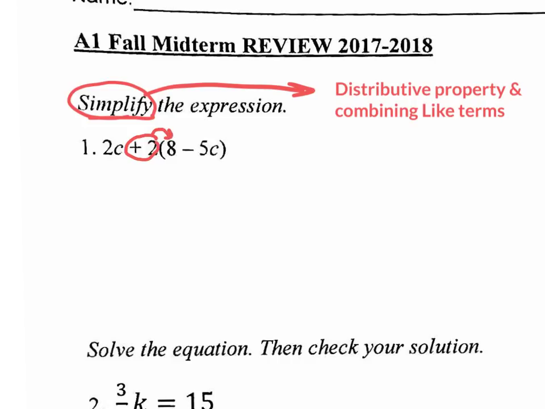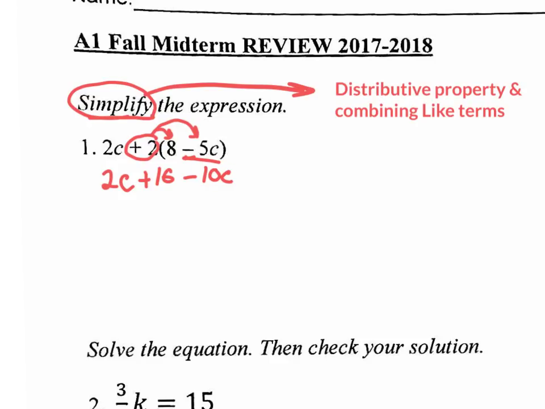Positive 2 times 8 is 16. Positive 2 times negative, right? This is a minus. Positive 2 times negative 5c, that's a negative 10 with the c. And let's bring down what's left over. I'm talking about this 2c out here. So let's bring that down. It's going to be 2c. Now that 16 we said was positive, so I need to put a plus sign right in front of it. And now I have these 3 terms. I have the 2c, the 16, and also this negative 10c.